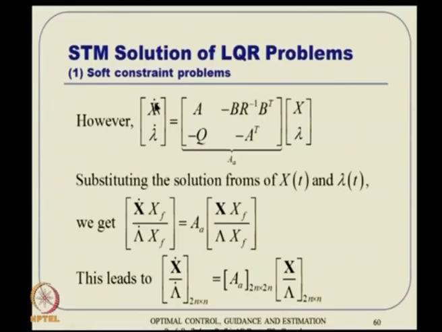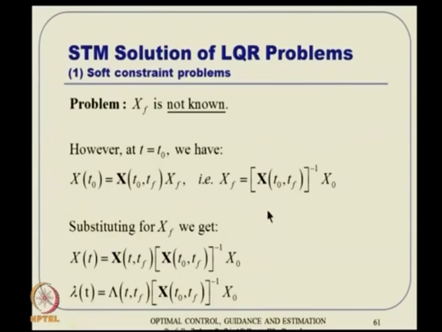Then it turns out that x dot and lambda dot can be written something like this, and hence, substituting these expressions, we can write it like that. So, these state transition matrices will satisfy this kind of equation essentially. So, we have these equations and we have these boundary conditions, so we can solve that.